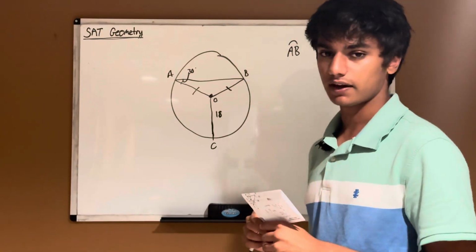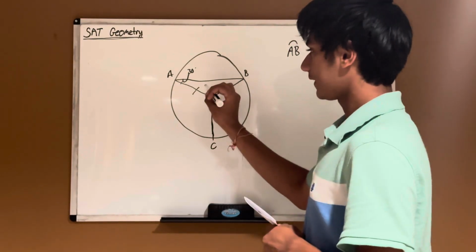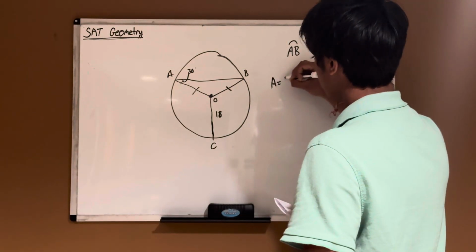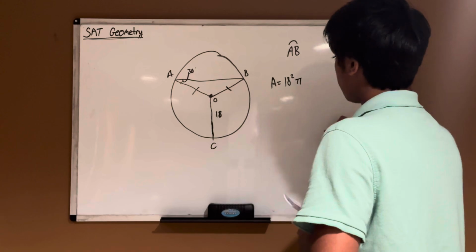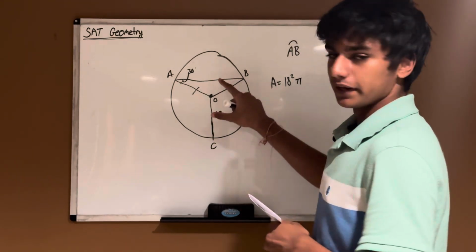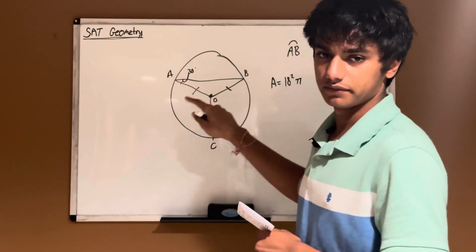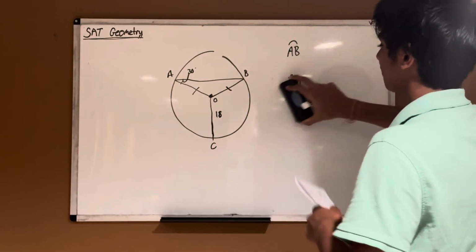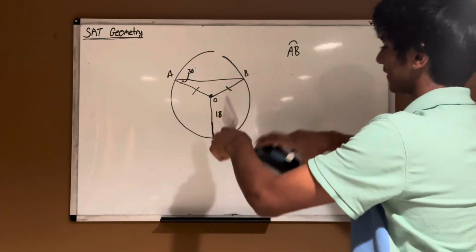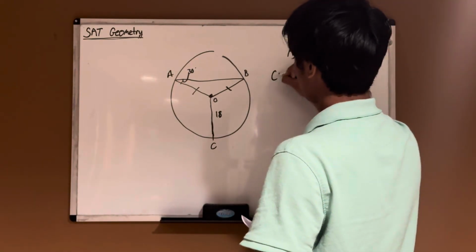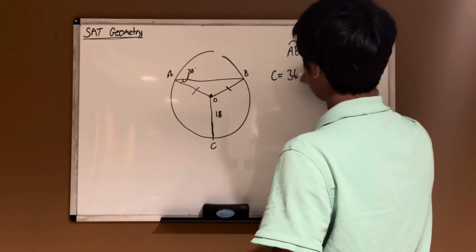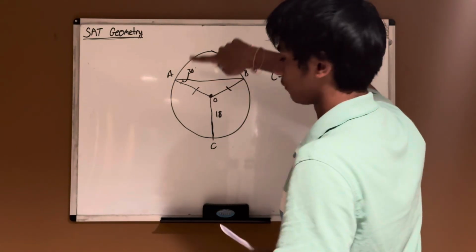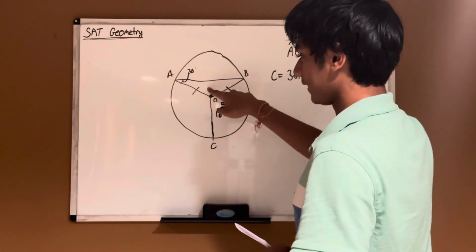So the idea here is we need to find this angle here, because if we find that angle, we know what the radius is. Sorry, we want to find the arc length of AB. So we know that the total circumference is equal to 36 pi. Okay, so we want to find out what portion this arc makes of the total circle, which we can do if we know the angle here.